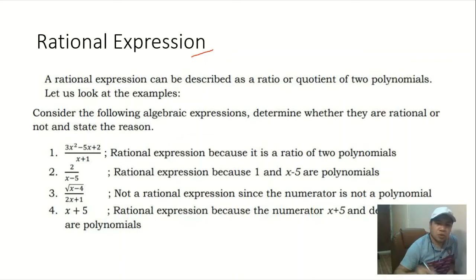So, check natin. Number one is a rational expression, since ratio siya ng two polynomials. Number two is still a rational expression. Polynomials pa rin. Number three is not, kasi meron tayong radical sign doon. And number four is another rational expression kasi possibly ang denominator nito is 1.